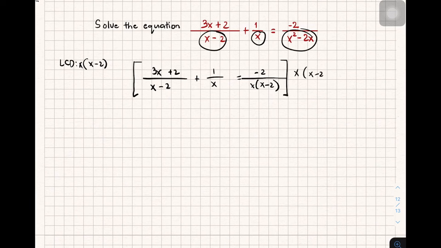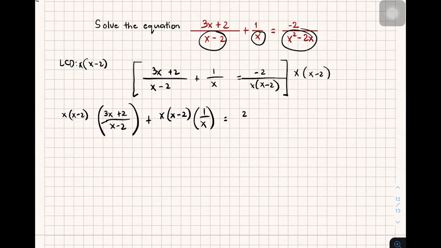X times x minus 2. So bawat term yan, ha? So that will be x times x minus 2 times 3x plus 2 over x minus 2. Yung second term naman natin, plus x times x minus 2 times 1 over x is equal to negative x times x minus 2 times negative 2 over x times x minus 2.